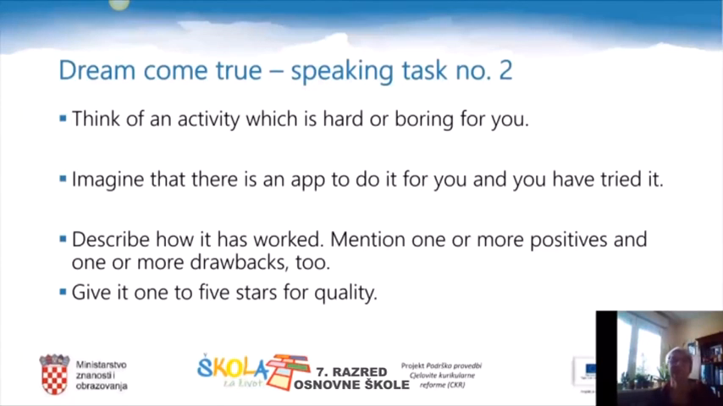Your task number 2 is think of an activity which is hard, which you don't really like, or it's boring one. Then imagine that there is an app for that. Maybe there is. And that you have tried it. Maybe you have. And then describe how it's worked. Mention 1 or more positive sides and maybe some drawbacks that you have noticed, and then give that app 1 to 5 stars to rank its quality.